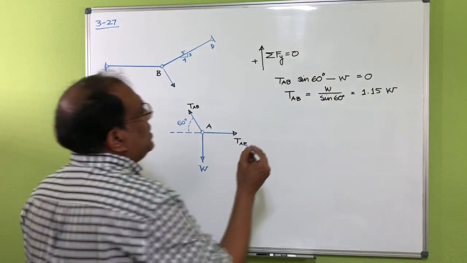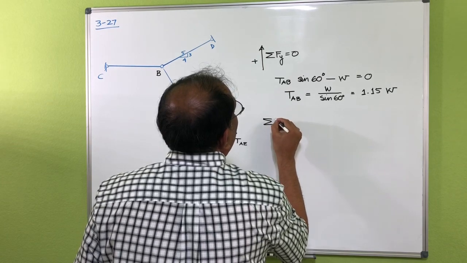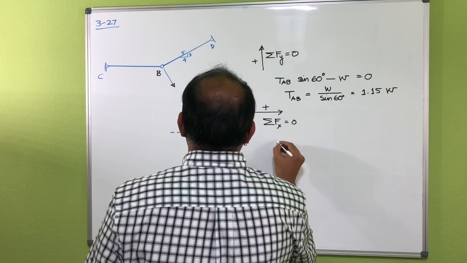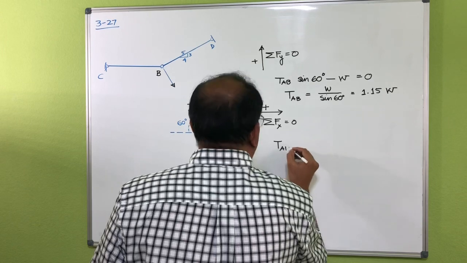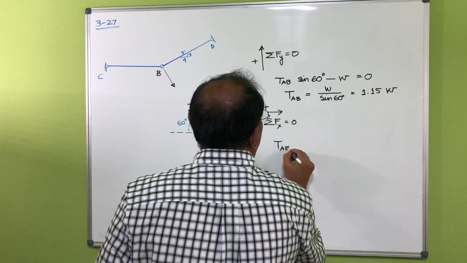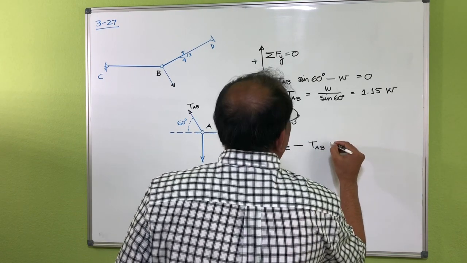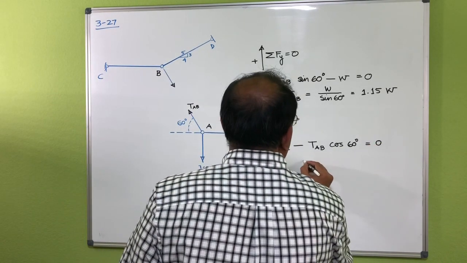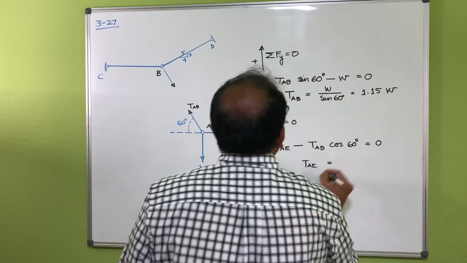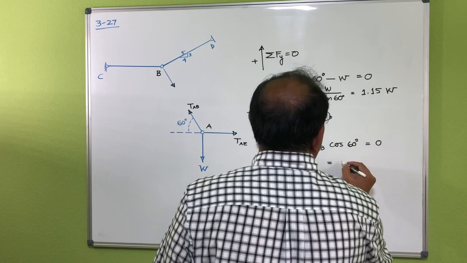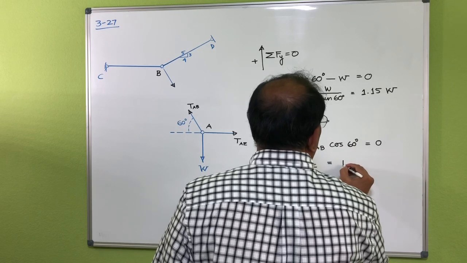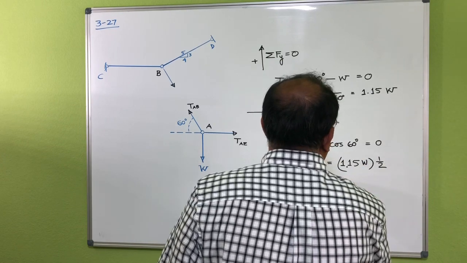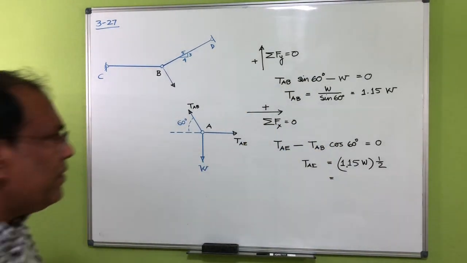Okay. Now let's try the summation of forces in x-axis. So you can see TAB cosine 60 or TAE minus TAB cosine 60 is equal to 0. So TAE is equal to TAB cosine 60, so that's actually, I can plug the value of TAB, which is 1.15 W, and the value of cosine 60 is half, so that's actually 0.57 W.